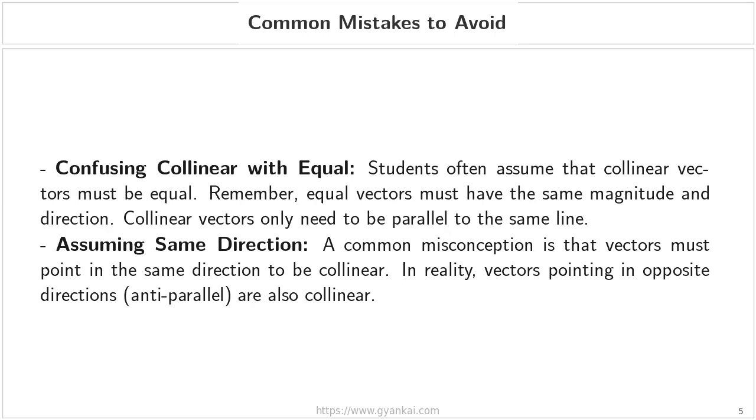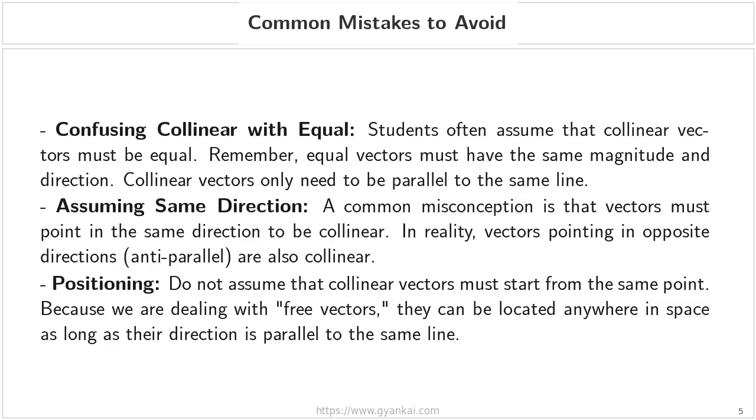Second, don't fall into the trap of assuming that collinear vectors must point in the same direction. As we saw in our highway example with the cars driving north and south, vectors can be anti-parallel, meaning they point in exactly opposite directions and still be perfectly collinear. As long as they follow the same line, the direction doesn't break the collinearity.